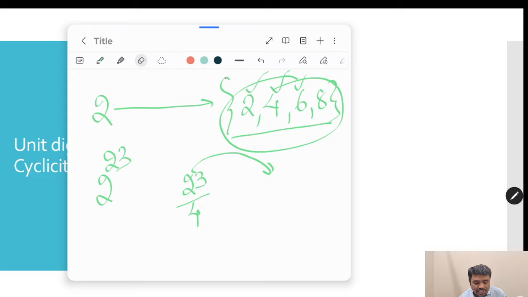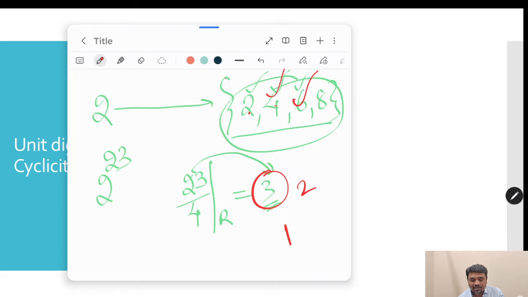So when 23 is divided by 4, what is the remainder? The remainder is 3. So my answer is the third position of this cycle. Third position of this cycle means first, second, third. That is my answer. If the remainder is 2, for example, then my answer is 4. If the remainder is 1, then the answer is 2.